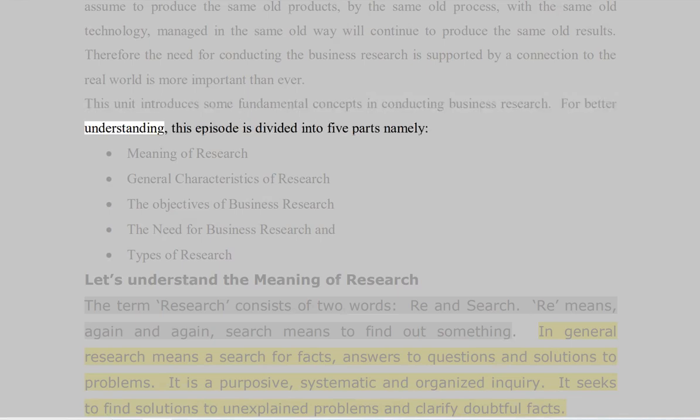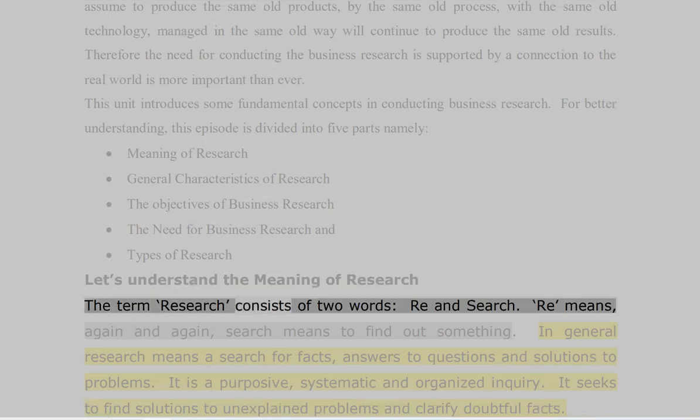For better understanding, this episode is divided into 5 parts, namely, meaning of research, general characteristics of research, the objectives of business research, the need for business research, and types of research. Let's understand the meaning of research.